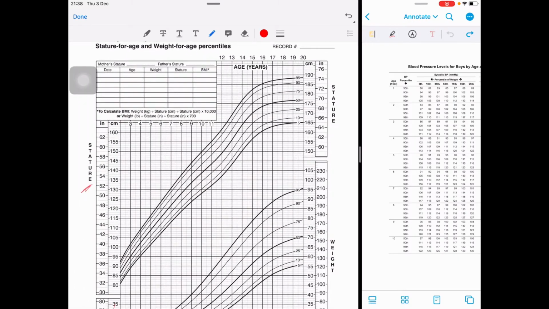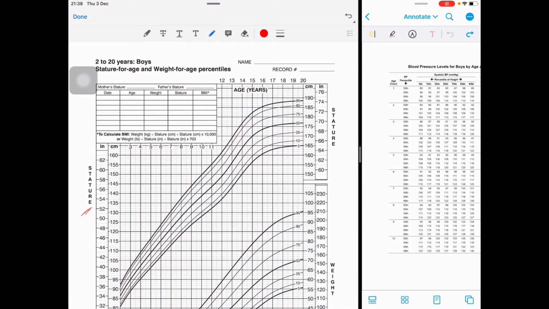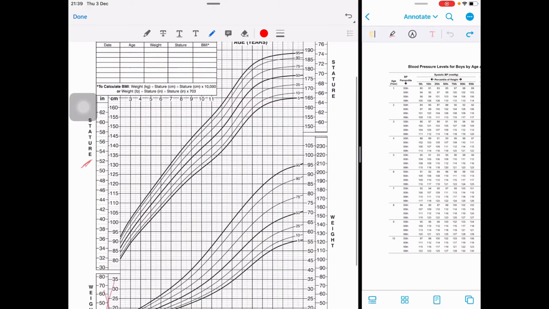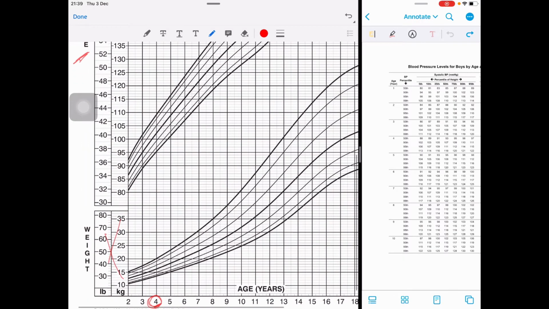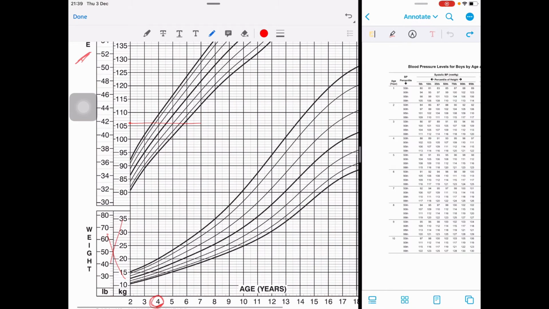So if you see, this chart is of 2 to 20 years and boys. Okay, the chart is different for girls. So for our example, the height is 106 centimeter. So this is 106 centimeter. Now we have to draw a line and see where it falls. So this is 106 centimeter and the height is 4 years.